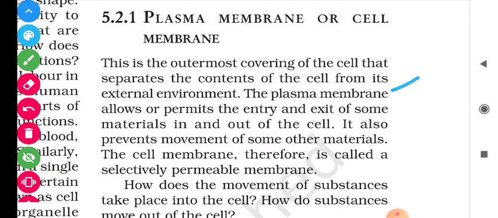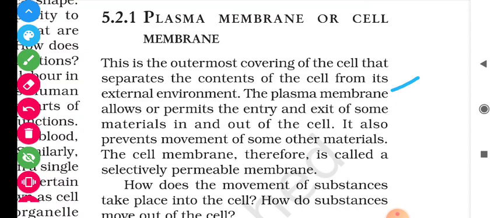The plasma membrane allows or permits the entry and exit of some materials in and out of the cell. It allows or permits means certain kinds of materials are permitted to enter inside the cell or exit from the cell. It also prevents movement of some other materials. So it does not only allow and permit materials, but it also prevents some kinds of materials. The cell membrane therefore is called a selectively permeable membrane.